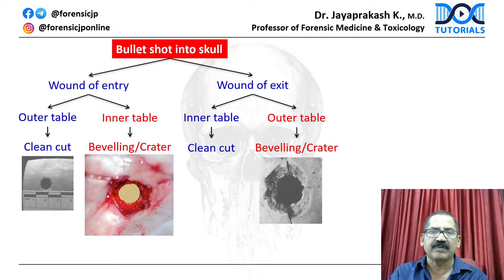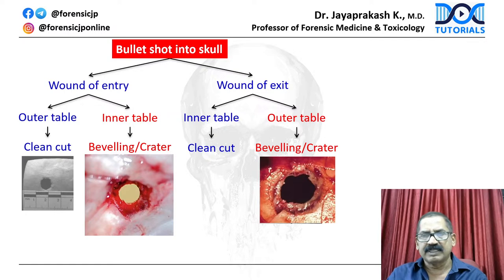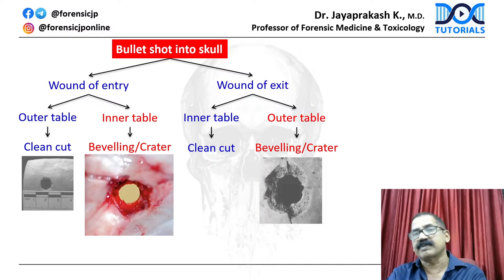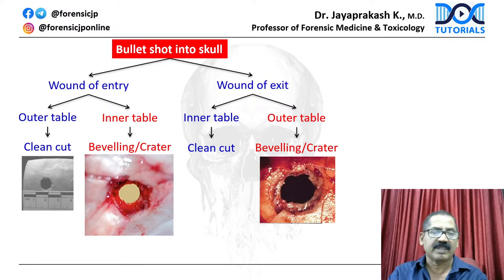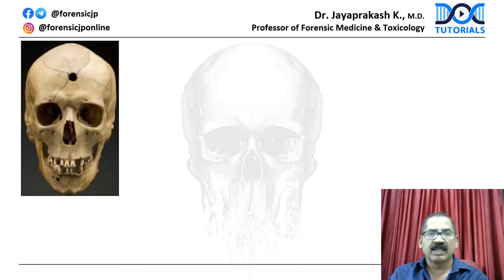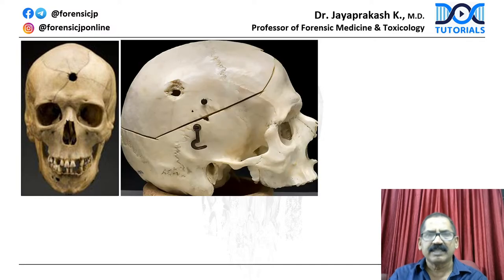Okay, I show you a question over here. See, this is a picture where you can see the beveling. This is also the same picture already shown. Now, if they give you this picture, is it wound of entry or exit? Answer is exit, because you can see the beveling.